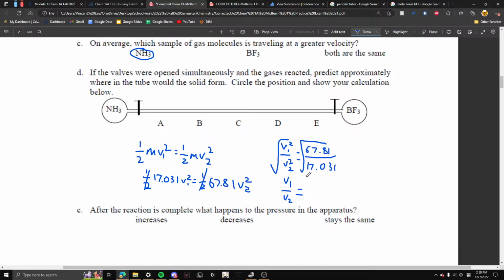Calculator: 67.81 divided by 17.031, and take the square root of that. It's like 1.99, which means V1 is basically 2 times faster, so it would cover double the distance. So NH3 and BF3 would meet up around there.